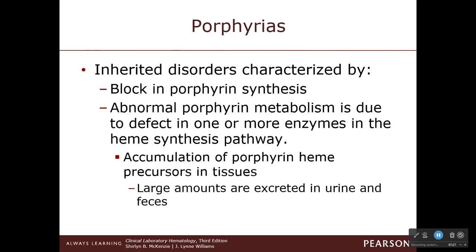Inherited disorders characterized by a block in porphyrin synthesis. This is happening in the cytoplasm, right before it goes from the cytoplasm back into the mitochondria. Abnormal porphyrin metabolism is due to a defect in one or more enzymes. Accumulation of porphyrin, heme, is the problem with these people, so large amounts are excreted in urine and feces.